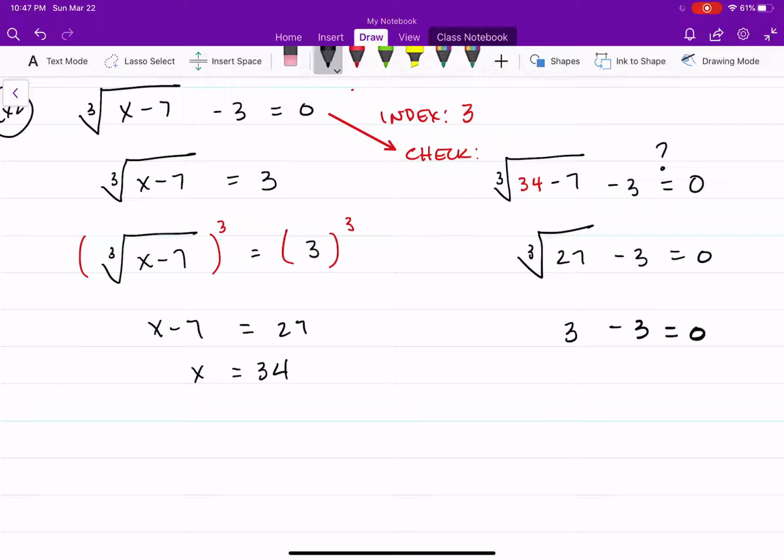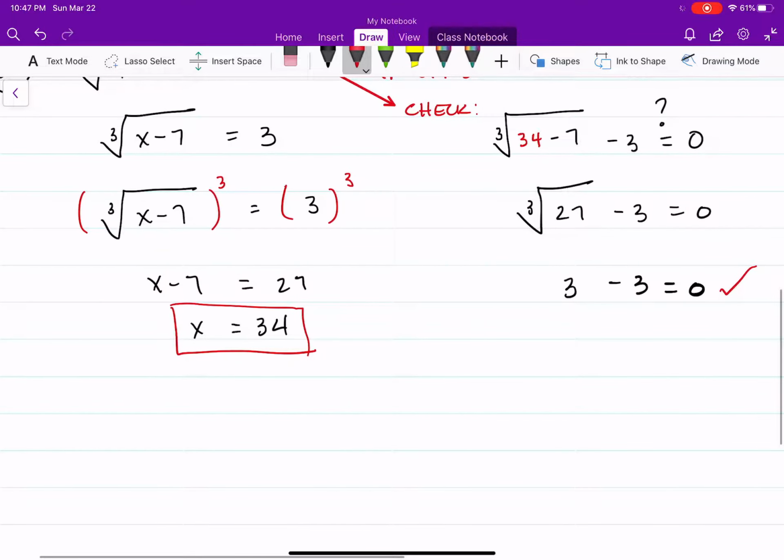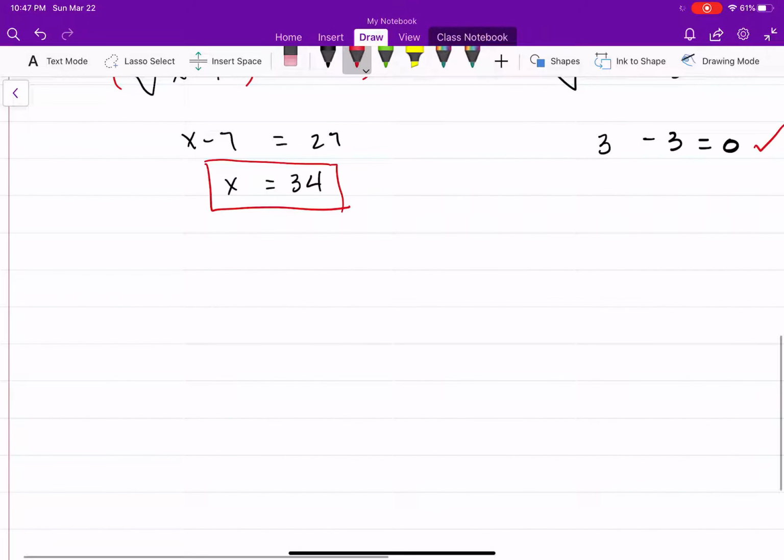Is that equal to 0? And the answer is yes. So therefore I can box this answer and say that is my answer. Okay, and there are times that it won't work, so just be careful. All right, so let's take a look at another example here.